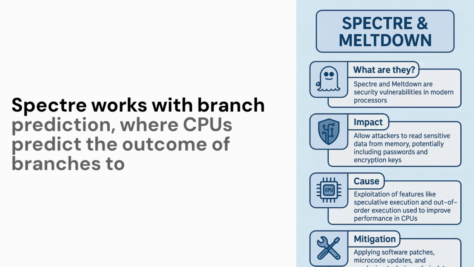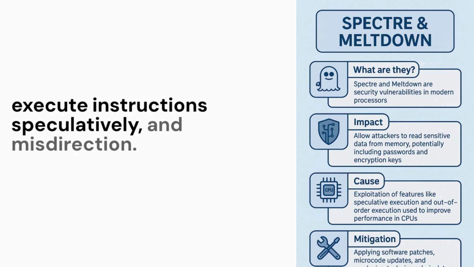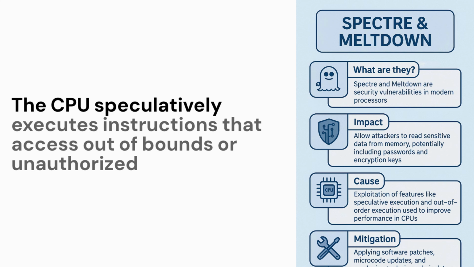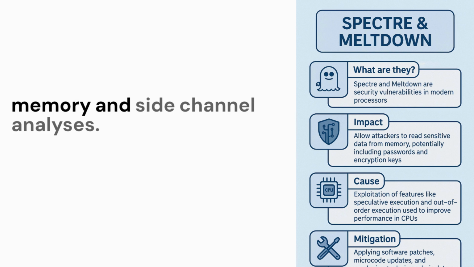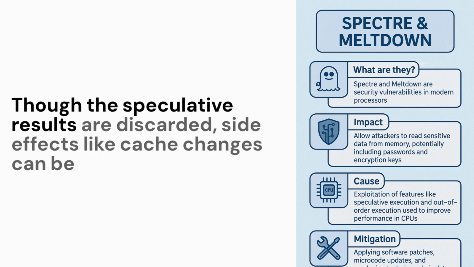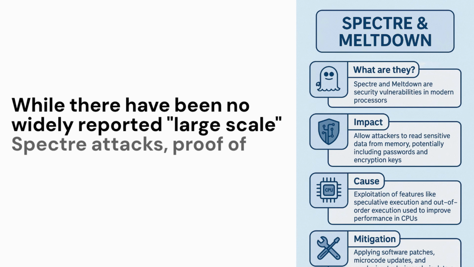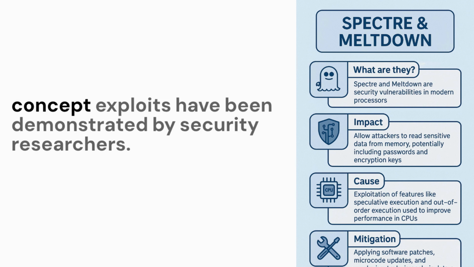Spectre works with branch prediction, where CPUs predict the outcome of branches to execute instructions speculatively, and misdirection. Attackers create a crafted code sequence to exploit branch misprediction and speculative execution. The CPU speculatively executes instructions that access out-of-bounds or unauthorized memory. And then side channel analysis: though the speculative results are discarded, side effects like cache changes can be analyzed to infer sensitive data. While there have been no widely reported large-scale Spectre attacks, proof-of-concept exploits have been demonstrated by security researchers.